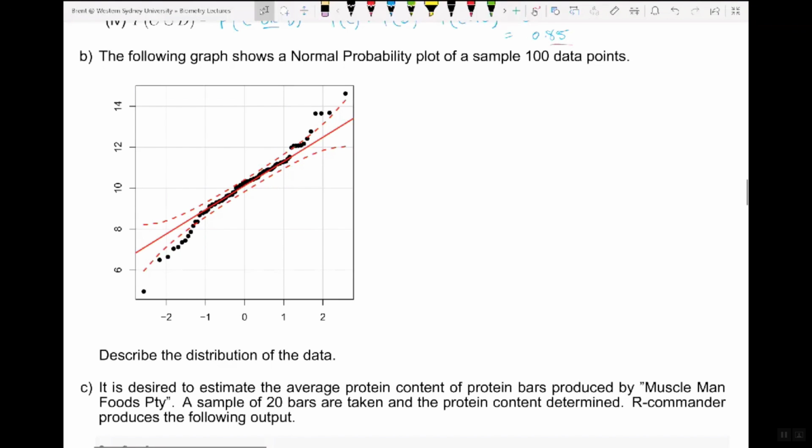So all you're looking for is all of the points to lie within that red dashed confidence envelope. If they all lie inside that envelope, you can say that you have something that is normally distributed. If they don't, your very first thing is to say, since it says describe the distribution of the data, my description would be that the data is not normally distributed. That's the very first obvious thing that jumps out at me. Not normally distributed. But I should be a little bit more specific because that covers a fair few things.